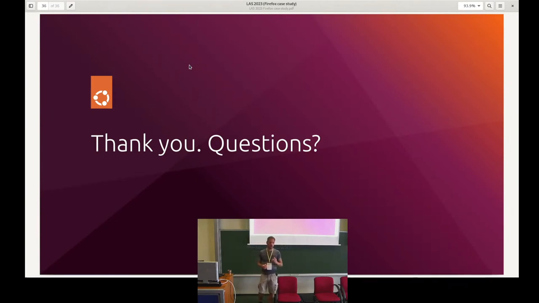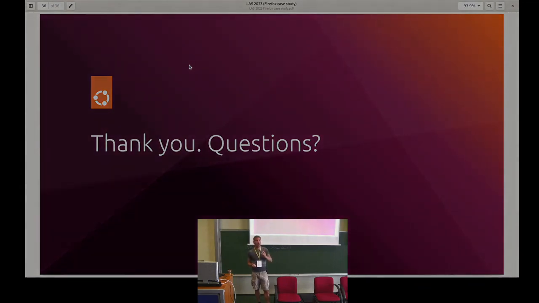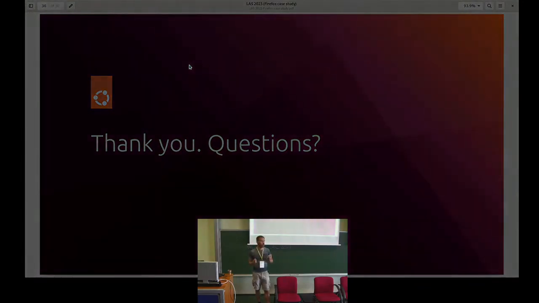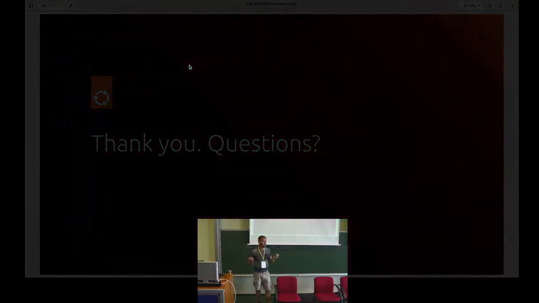So the first question, who's maintaining the Firefox app? It's the Mozilla team, if I'm not mistaken. Yeah, Mozilla team, it's theirs. And are we going to switch to Wayland? Switch what to Wayland? Firefox. Firefox is an application, and it will run on whatever the desktop.